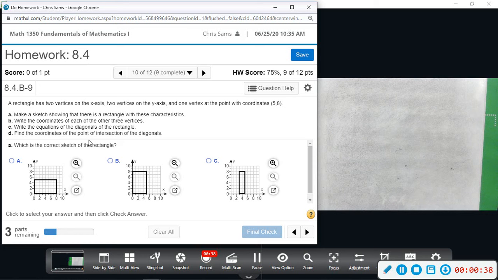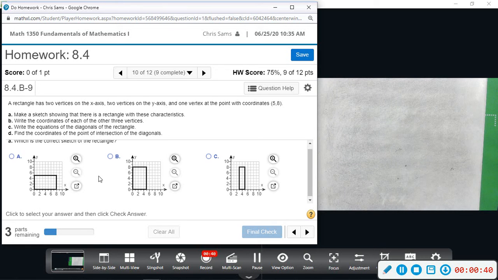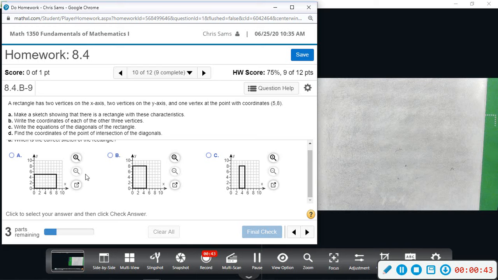Okay, so looking at these 3, we can definitely rule out C because it does not have 2 points on the y-axis. So either we're considering A or B. We have coordinates at point 5, 8. So I'm going to go right 5 and up 8, which will be up here. So it doesn't match with A. If I go right 5, that's here, and up 8, it would match with B. Okay, so B would be that rectangle.